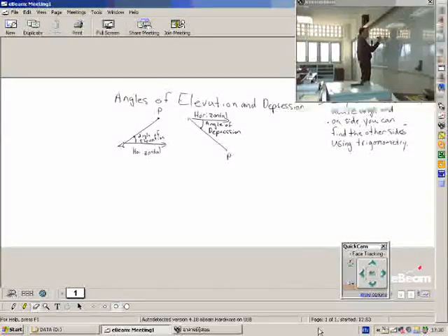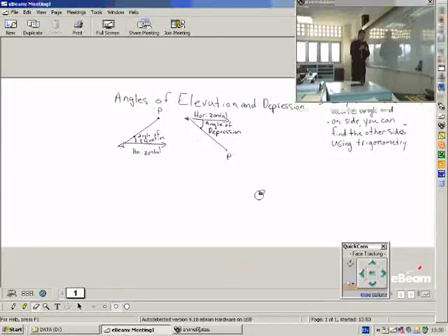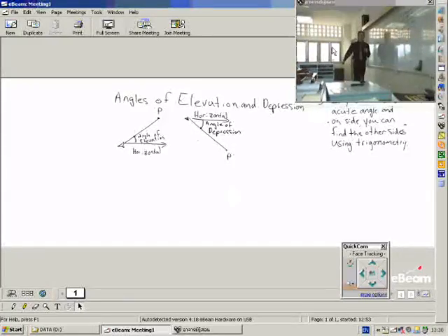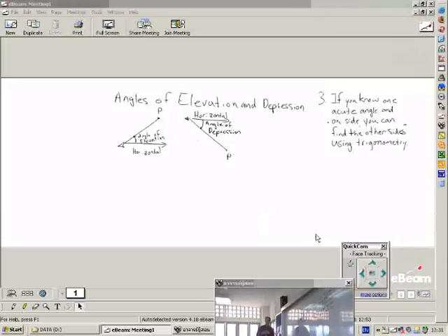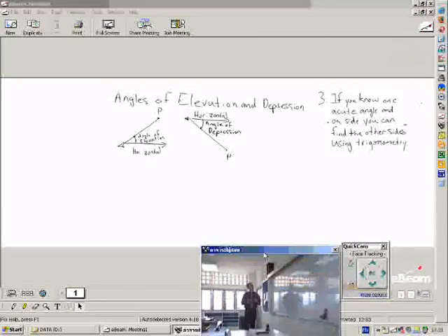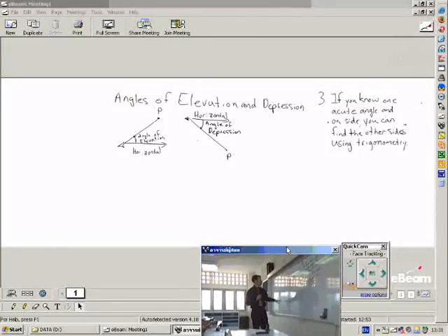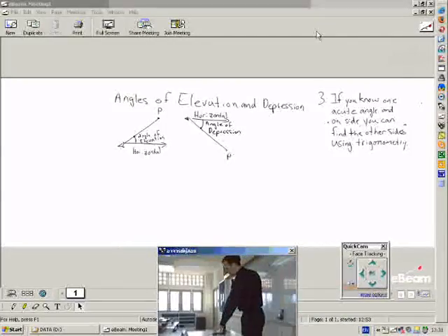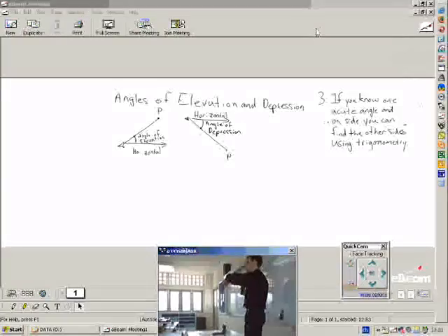And the angle of depression is when you have to look down at the point P, then it's an angle of depression. And like the elevation, it is measured from the horizontal. So that is all for the review.